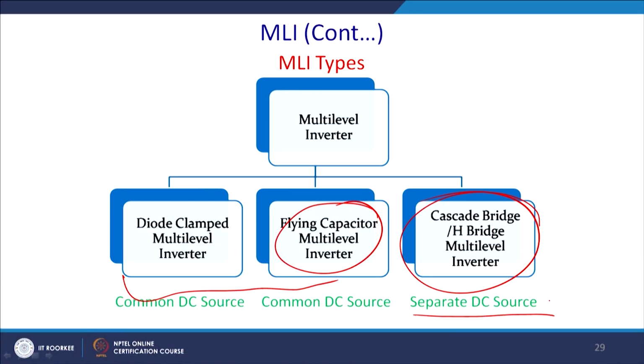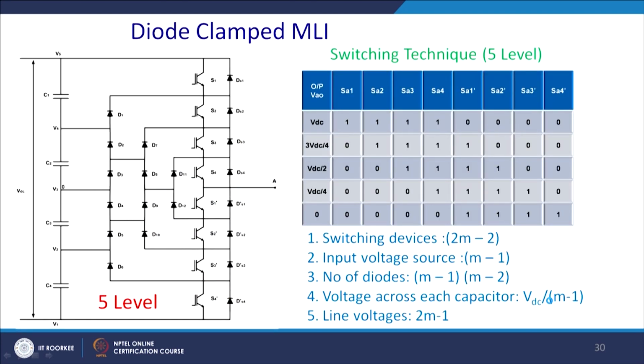Whereas the cascade multi-level inverter requires separate DC sources, but it has a very big advantage that it is modular in nature. You can level them up to any level by the separate DC voltages. So, these are the three main entities of the multi-level inverters. Now, let us go to the diode clamp multi-level inverter.